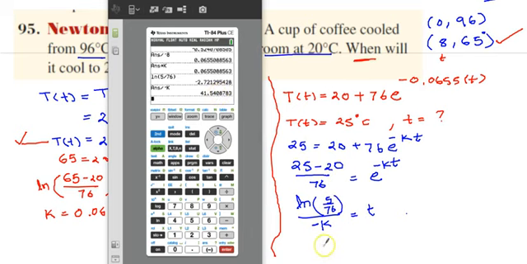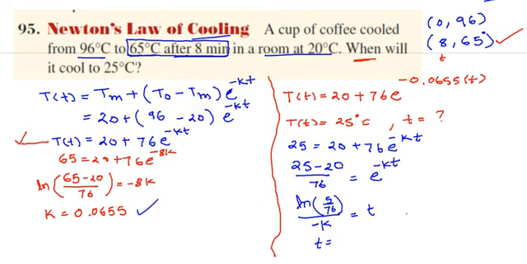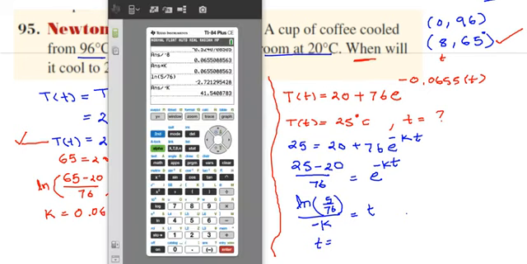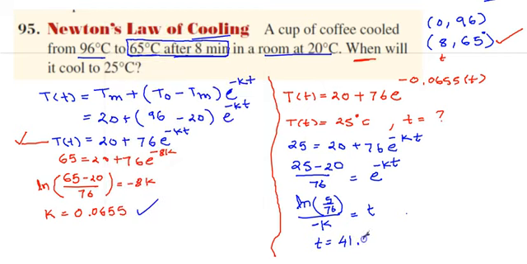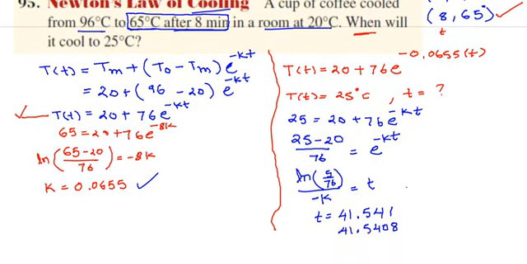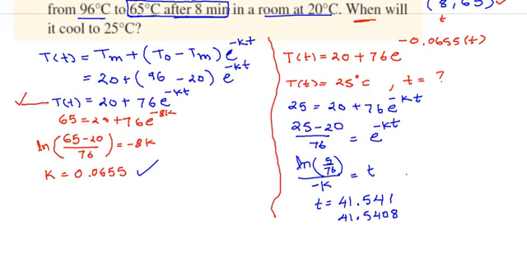So there are only 2 possible answers acceptable, which is T is equal to 41.541 or 41.5408. Only these 2 answers. Now never leave your answers bare. This is not acceptable. If anybody stops here, this will not be accepted, because we are looking for the answer in a complete sentence, in context, with appropriate unit.